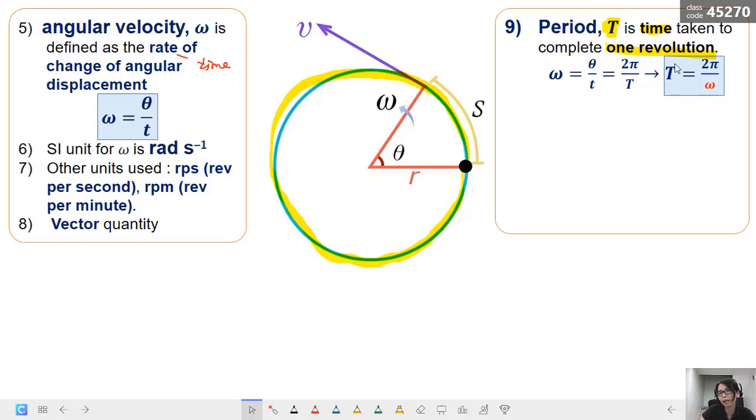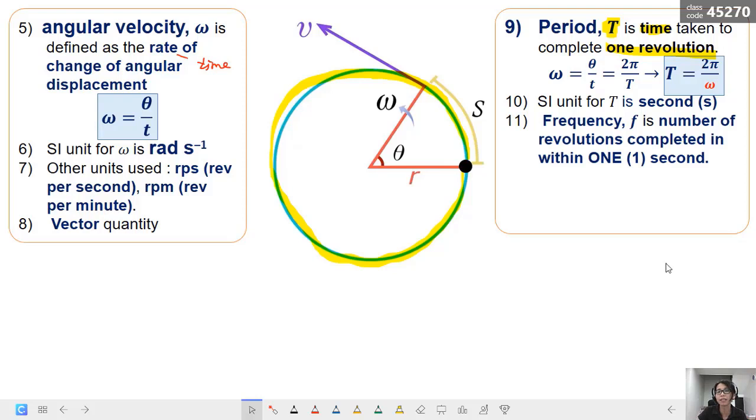So, kita boleh dapat formula untuk period T. T is 2 pi over omega. So, the SI unit for period is second lah. Understood lah, because period is time kan, masa. So, SI unit untuk masa adalah second.